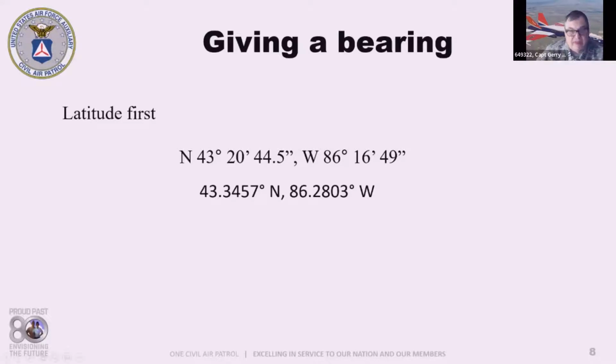Another form of decimal expression is to state the degrees in full, but the minutes as a decimal. So in this case, it would be 43 degrees, 20.7413 minutes north, 86 degrees, 16.8167 minutes west.